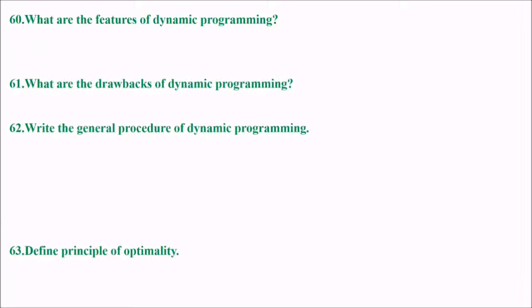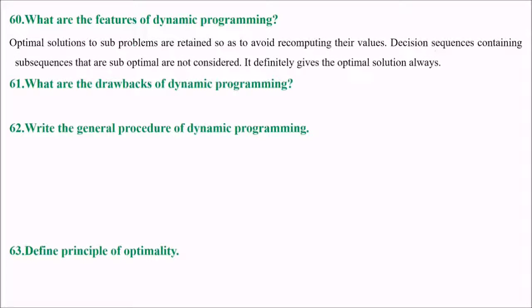Next question is, what are the features of dynamic programming? Optimal solutions to subproblems are retained so as to avoid recomputing their values. There are certain things which are repeated, so the optimal solutions to these subproblems are retained. We don't recompute them again and again. Decision sequences containing subsequences that are suboptimal are not considered. It definitely gives the optimal solution always.